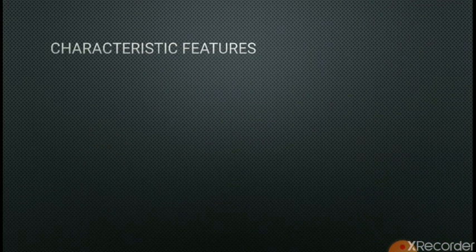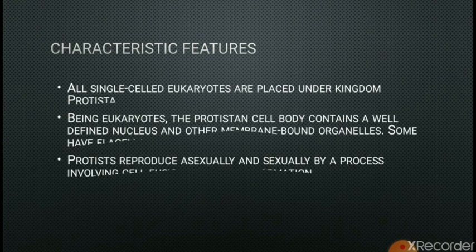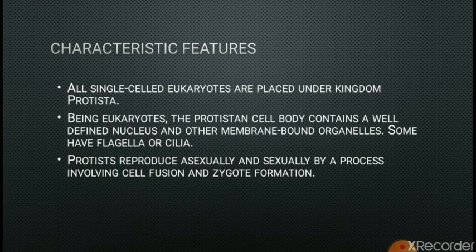Kingdom Protista includes all unicellular eukaryotic organisms, and being eukaryotes, they have a well-defined nucleus and all other membrane-bound cell organelles. Some may have flagella and some may have cilia for locomotion. Protists can reproduce asexually or sexually by a process involving cell fusion and zygote formation.